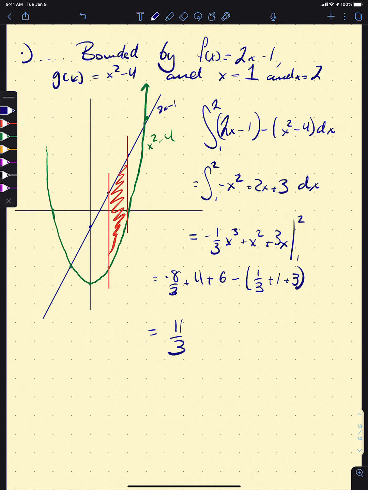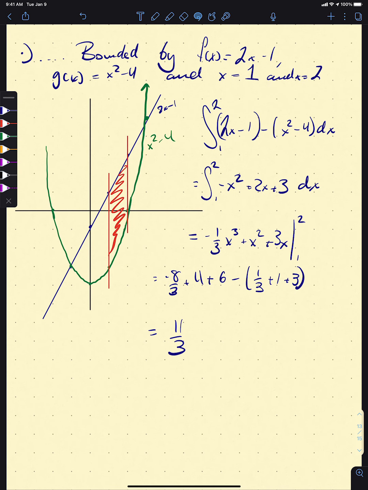Okay. One thing that I want to draw your attention to here, though, is that we can do a little bit more with this graph. What if we say, find the area of the region enclosed by f of x is 2x minus 1, and g of x is x squared minus 4.